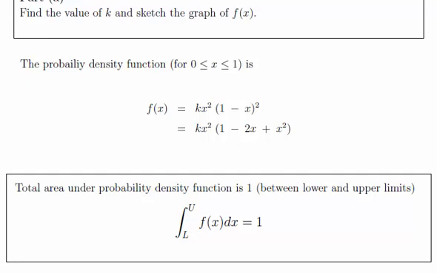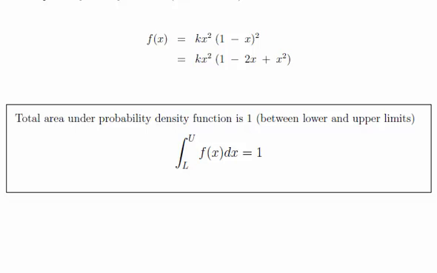So the probability density function, where x is between 0 and 1, is given as f of x equals kx squared times (1 minus x) squared. What I'm going to do is partially simplify that. I could go a little bit further, but I'm happy enough with what we have here. That is equal to kx squared times (1 minus 2x plus x squared).